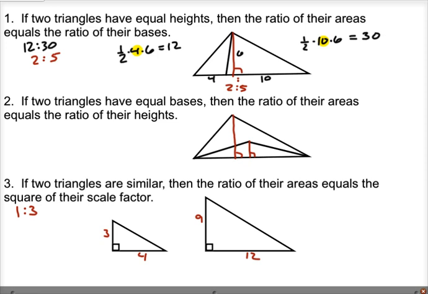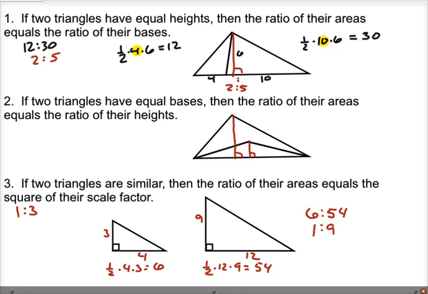So what this is telling us is that the ratio of the areas equals the square of the scale factor. Let's see what the areas would be. The triangle on the left, the area would be 1/2 times the base of 4 times the height of 3. Half of 4 is 2, 2 times 3 is 6. For the triangle on the right, it's 1/2 times the base of 12 times the height of 9. Half of 12 is 6, 6 times 9 is 54. And if I now look at the ratio of the areas, it would be 6 to 54. If I reduce by 6, I get 1 to 9.